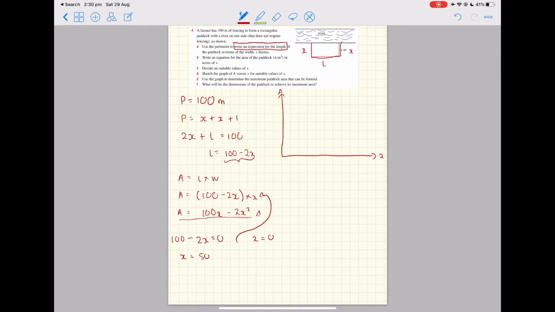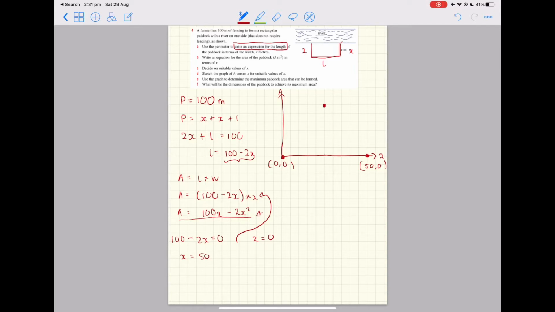Notice over here, because your a value is a negative value, that means you're going to have an unhappy face parabola. So this is 0 over here. Let's say that this over here is 50. This over here is 0. And in this case, I could try to find out what the turning point is, but you can quite say that the turning point for this particular example is going to be when x is equal to 25, which is the distance that's halfway between 0 and 50. So my turning point is going to be somewhere around here, okay?